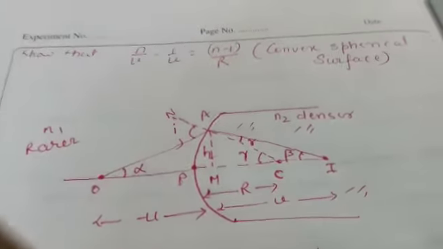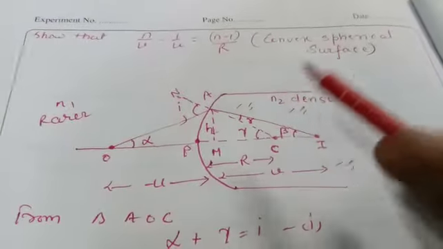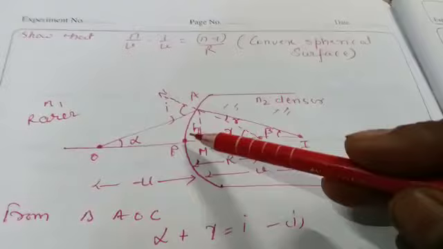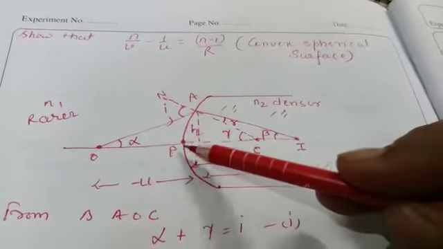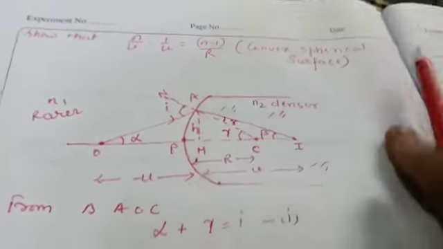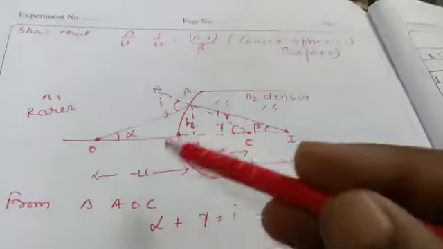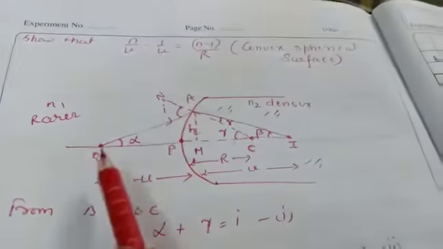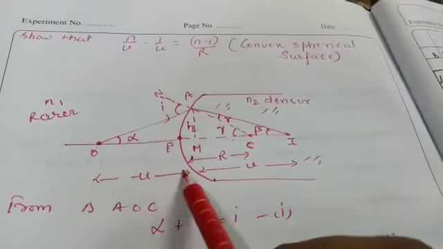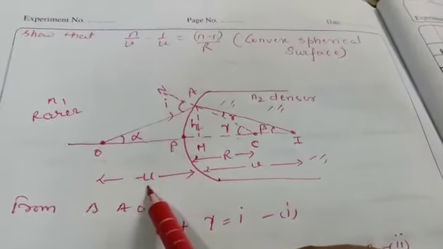For convex spherical surface, we have to study the refraction of light through a convex spherical surface. This is our convex spherical surface, and this is the point P, the pole. This is the principal axis. This is the point object placed in front of this surface. The distance of this point object from the pole is minus u according to sign convention.